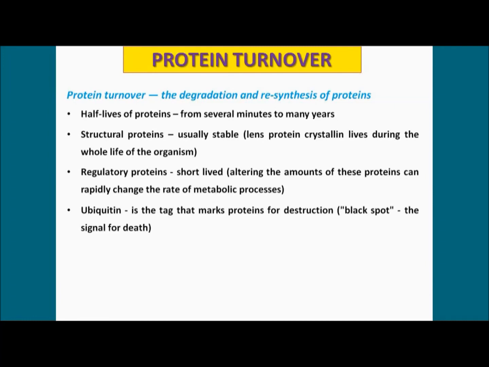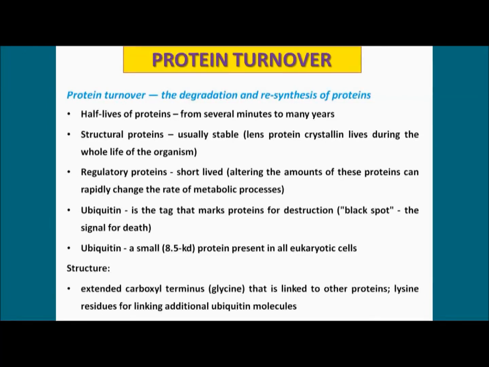Now we should know what ubiquitin is. Ubiquitin is nothing but a tag. Ubiquitin marks the protein for destruction. So once the protein is tagged with ubiquitin, the fate of the protein is finally degradation, meaning the protein is supposed to be degraded in the body. Now you should know that ubiquitin is a small protein which is found in all eukaryotic cells.